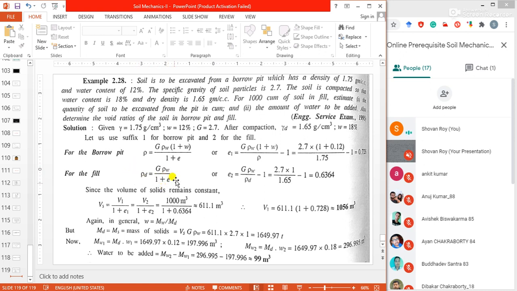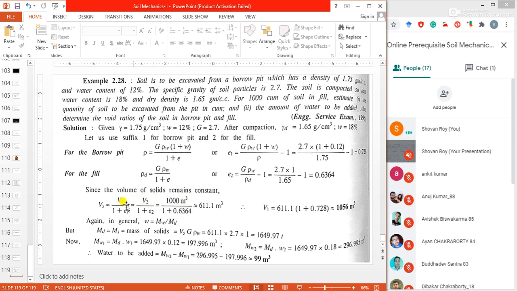Dry density of soil is equal to G rho W by 1 plus e, and we can calculate the void ratio value of the filling soil. Now the value is 0.6364. Since the volume of solids remains constant, Vs equals V1 by 1 plus e1 equals V2 by 1 plus e2.